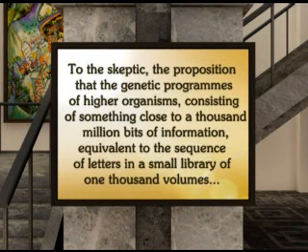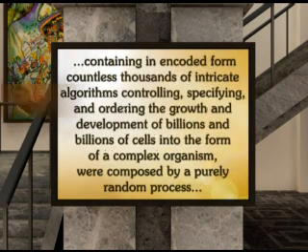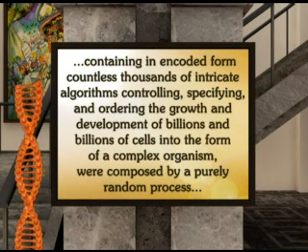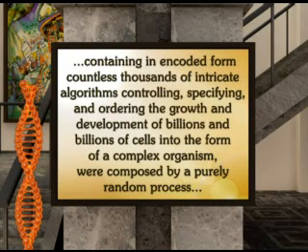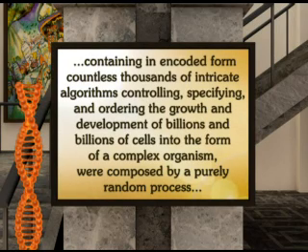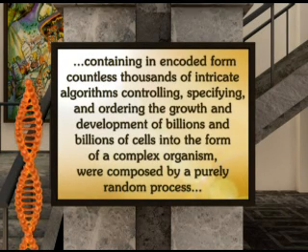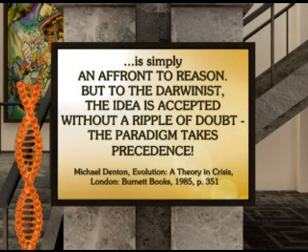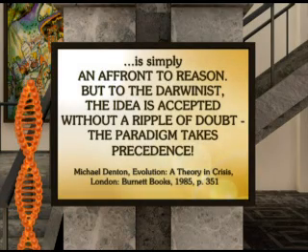To the skeptic, the proposition that the genetic programs of higher organisms, consisting of something close to 1,000 million bits of information, equivalent to the sequence of letters in a small library of 1,000 volumes, containing in encoded form countless thousands of intricate algorithms, controlling, specifying, and ordering the growth and development of billions and billions of cells into the form of a complex organism, were composed by a purely random process is simply an affront to reason. But to the Darwinist, the idea is accepted without a ripple of doubt. The paradigm takes precedence.